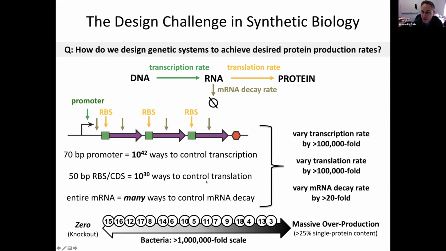So depending upon your choice of DNA sequence, you might vary transcription rates by 100,000-fold, translation rates by 100,000-fold, decay rates by 20-fold, and so on. And so depending upon literally the choice of DNA sequence for our genetic system, you can get very different gene expression levels, which will then, of course, influence how the organism behaves, responds, and performs in your application of interest.